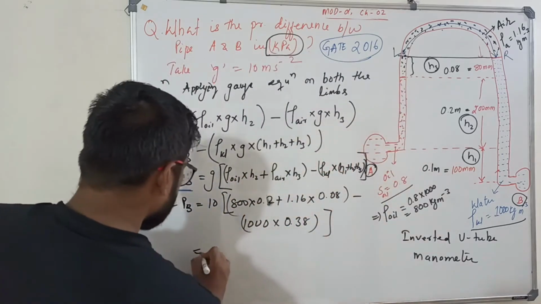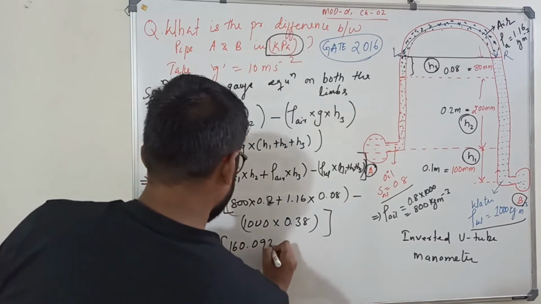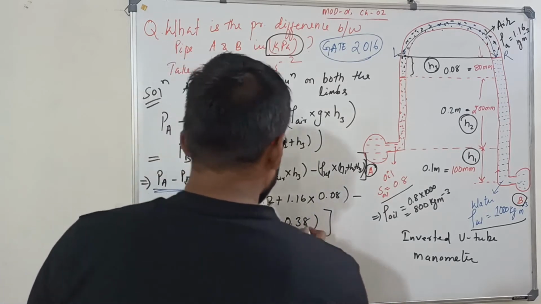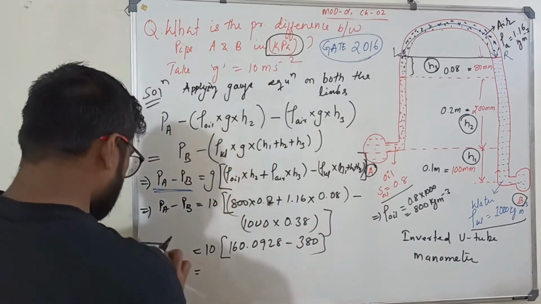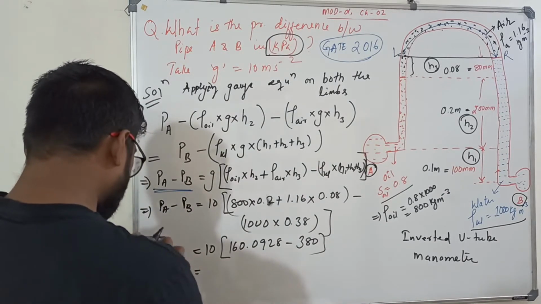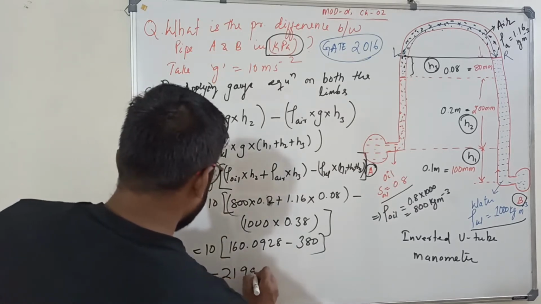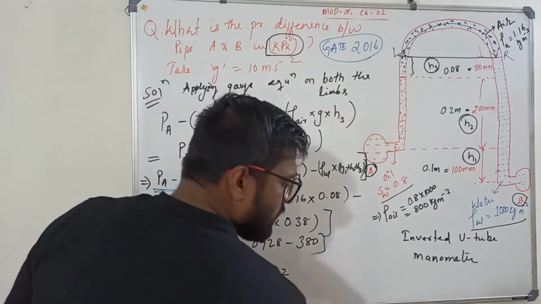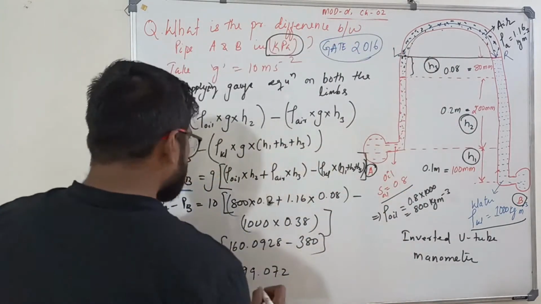This one I got 160.0928 minus 380, so minus 380, multiplied by 10. The answer I am getting is minus 2199.072. What is the unit here? Sir, everything is in SI unit, so Pascal.